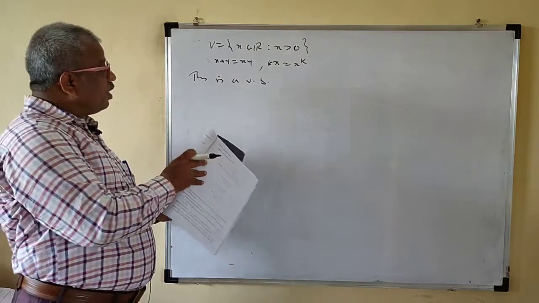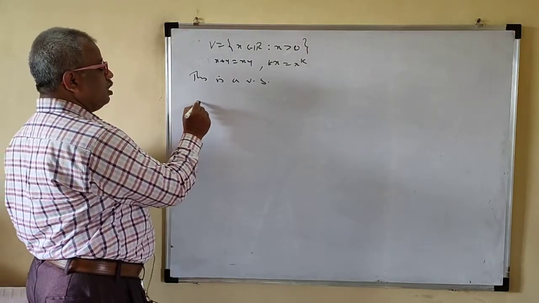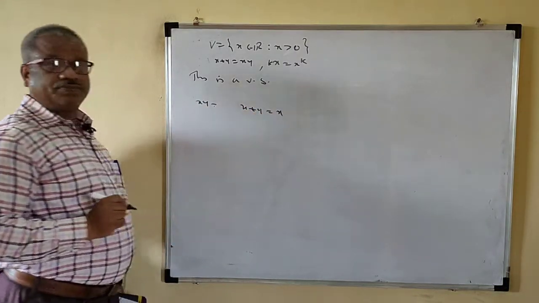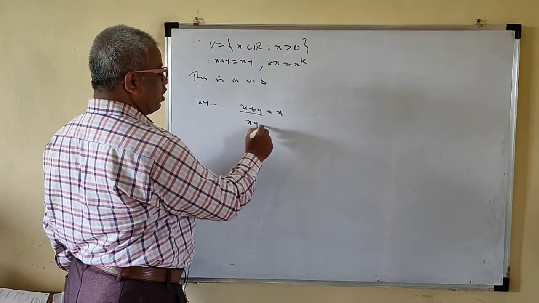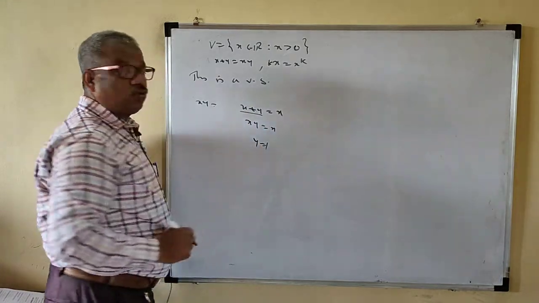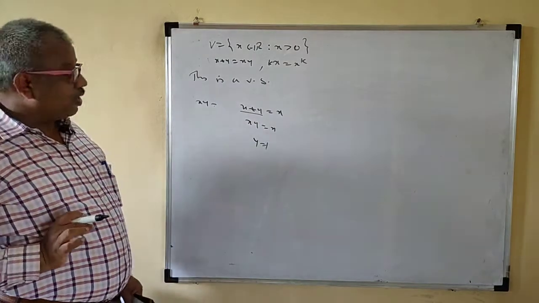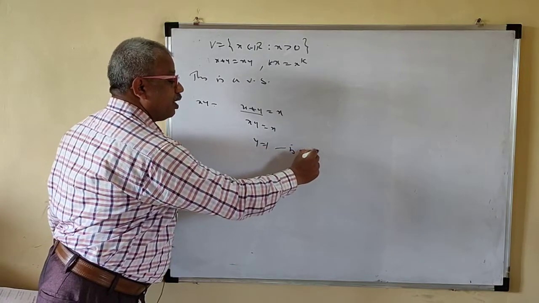And what is your 0 vector? If you want to find the 0 vector for this one, 0 vector means x plus y is equal to x. That means x plus y is xy, which should equal x. That means y is equal to 1. So 1 is the 0 vector here.